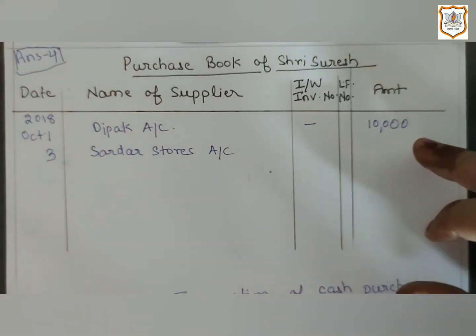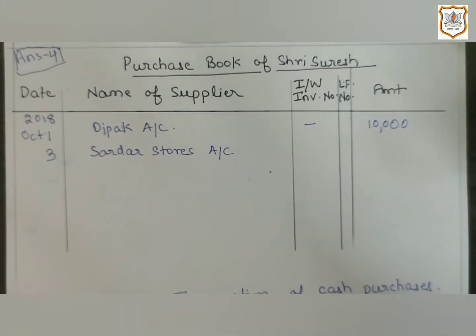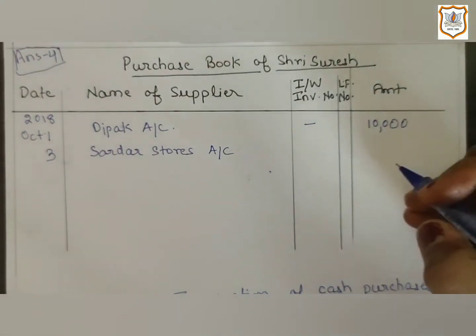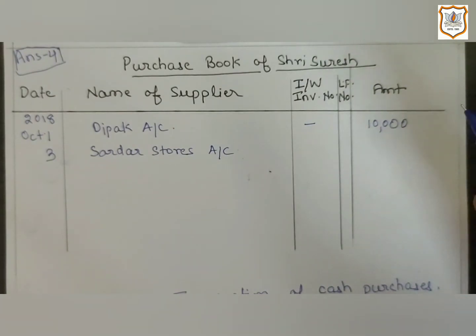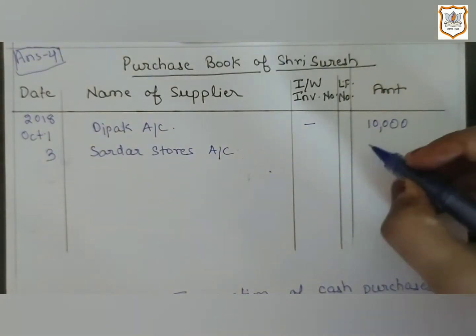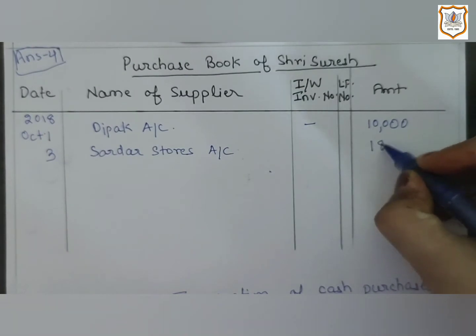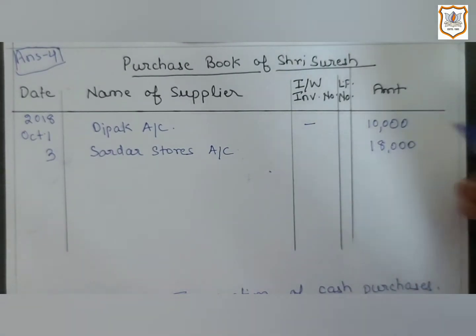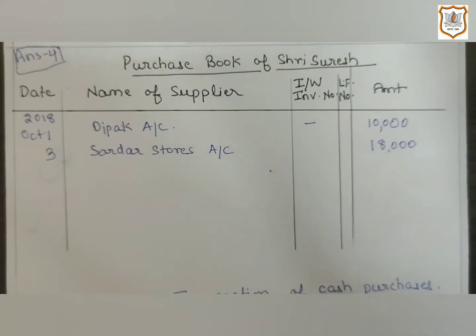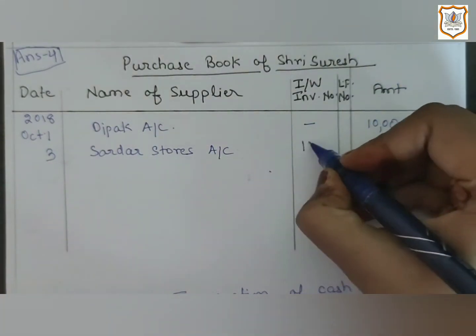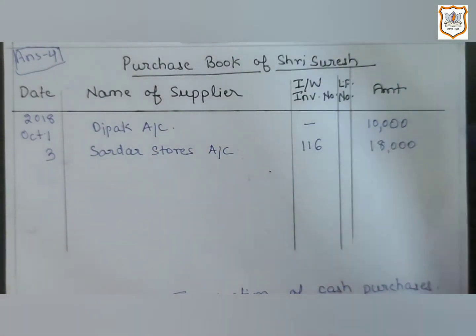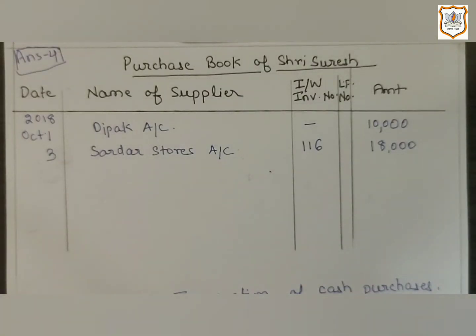And here in amount column, we will write the net amount. That means amount of net purchase arrived at after deducting trade discount. So if we deduct 10% from 20,000, we will get 18,000. So 18,000 is amount of net purchase. Then here we have to write inward invoice number, that is given in question 116. Now next transaction, date 7th.